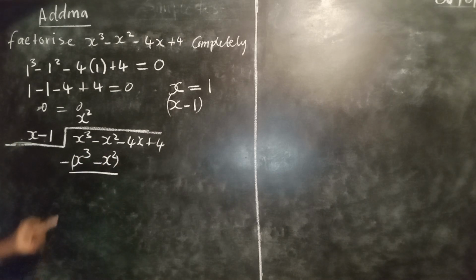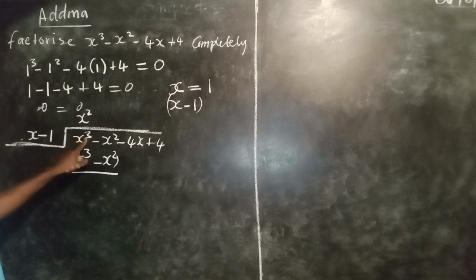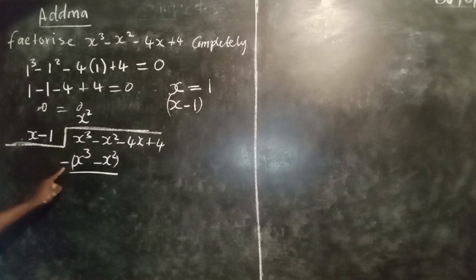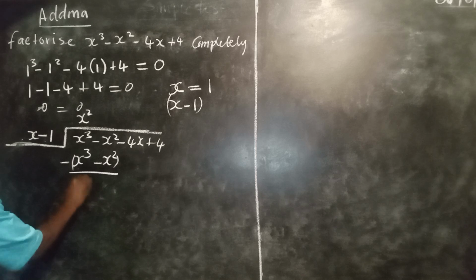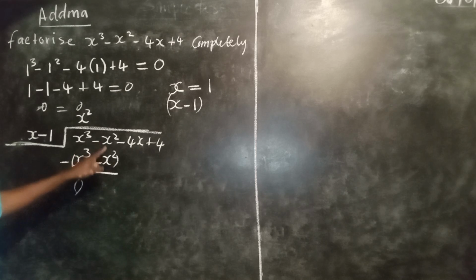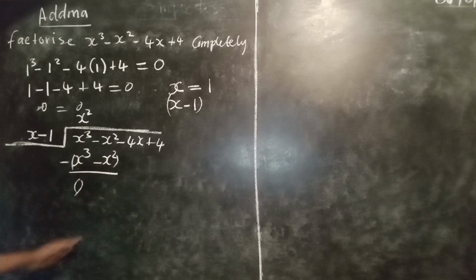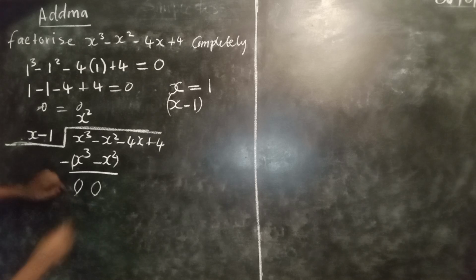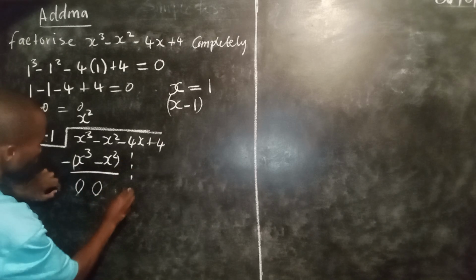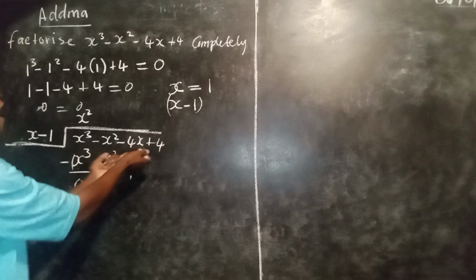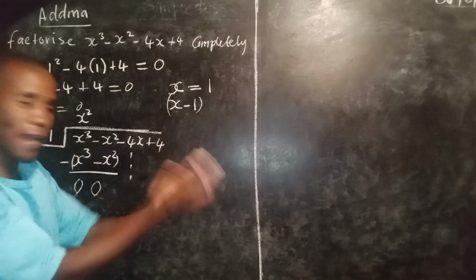So here you say x cubed minus x cubed, the answer is 0. This side also, negative x squared minus negative x squared, the answer is 0. So we're having zeros here. Having done that, again we get back to the divisor. We divide by x, so x into 0 gives us nothing there. We are going to drop now the remaining ones, since we still have some values there.